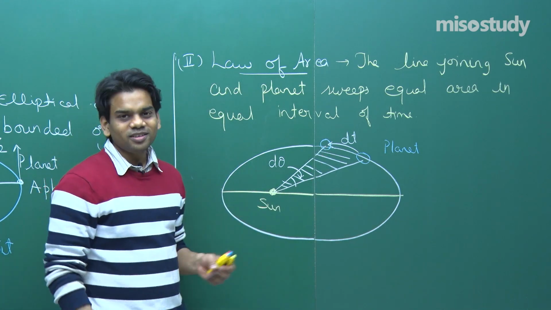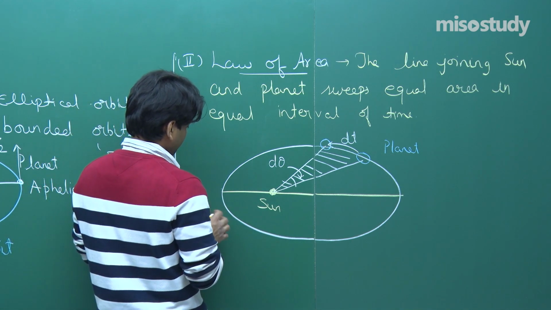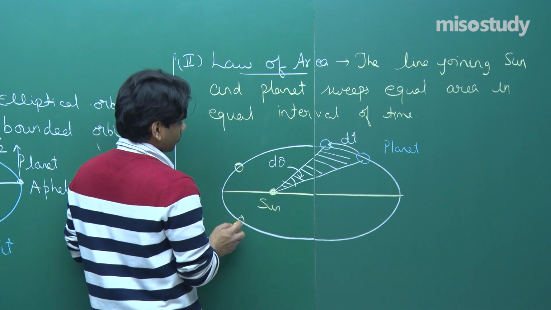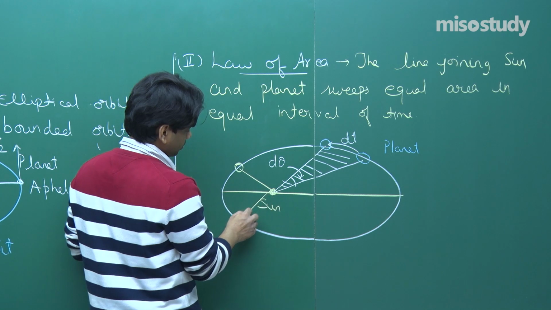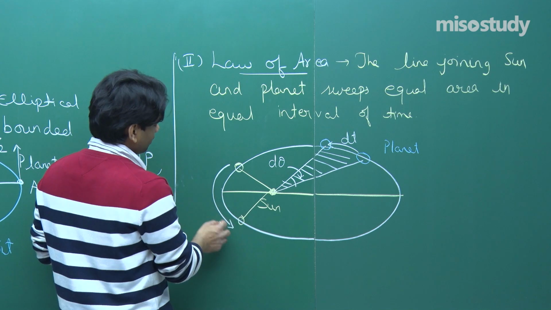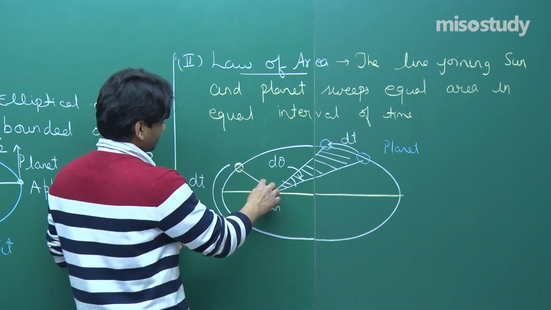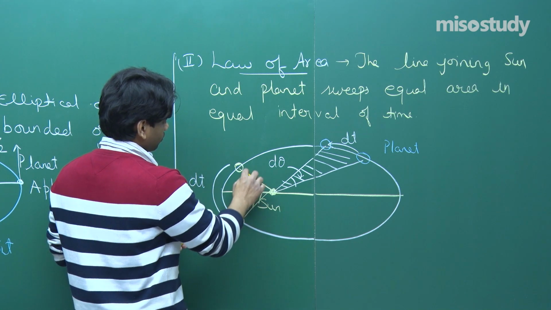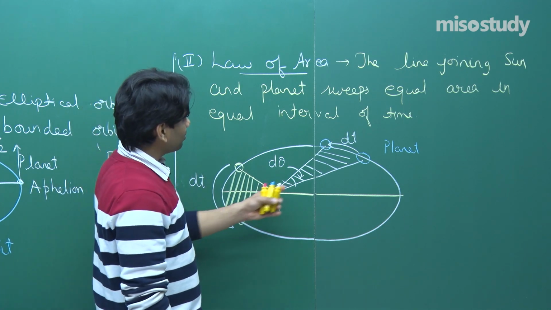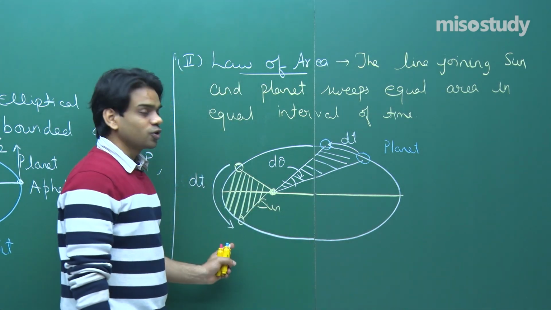Now in the same time dt, if I take the planet's another location, suppose the planet was here, and in the same time dt it reached here. So if I connect these two positions, see what I'm going to obtain. In the same time dt, this time it has covered this much distance, and the area that it has swept will be given as this. This will be the area that I am showing you with the shaded region. In the same time dt, in the first case the planet has moved from this position to this position. In the second case it has moved from this position to this position.